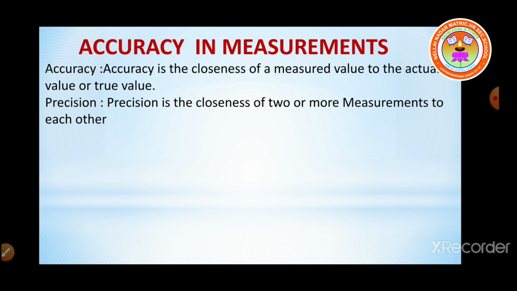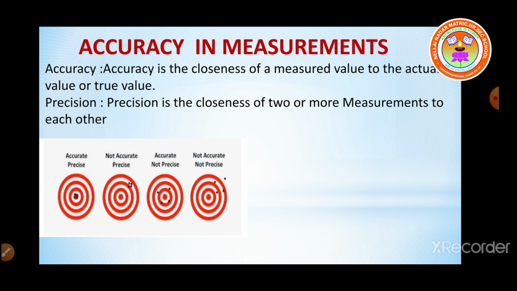So in this place we use precision, the closeness of two or more measurements to each other. It is compared with the real value, to see which values come very close. We cannot take just one value; we take two or more measurements, and only afterwards can we say so. This kind of readings is taken as precision. So accuracy is the closeness of a measured value to the actual value or the true value. And the second one, precision, is the closeness of two or more measurements to each other.